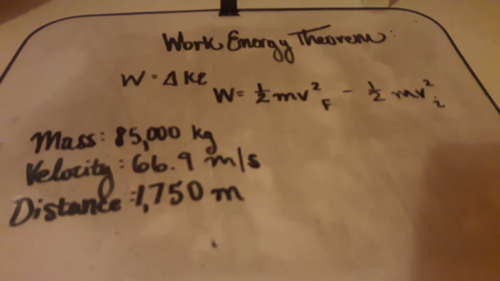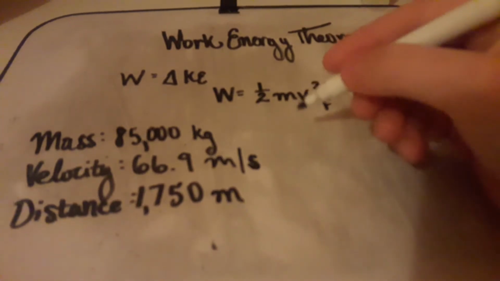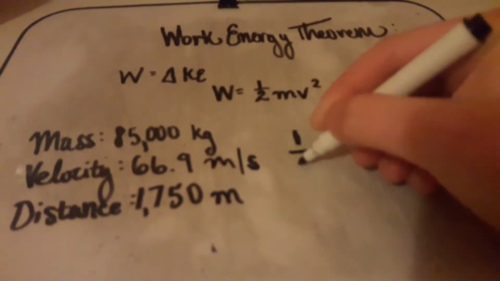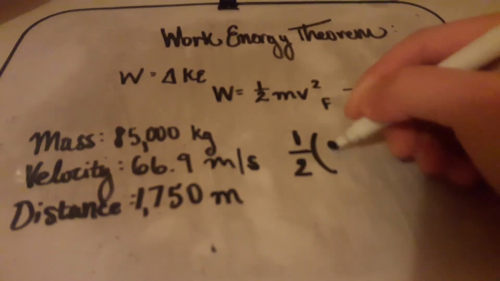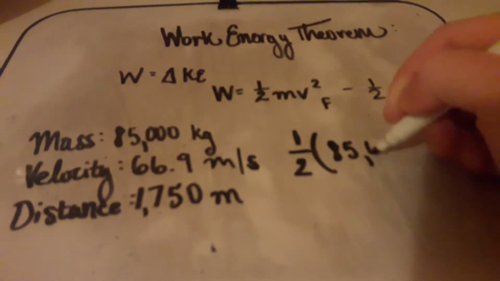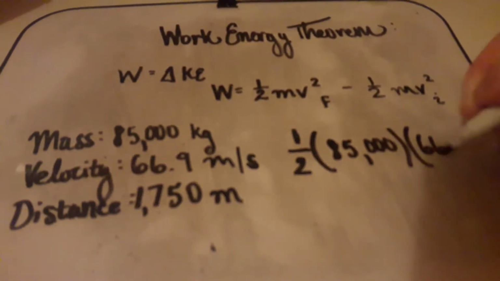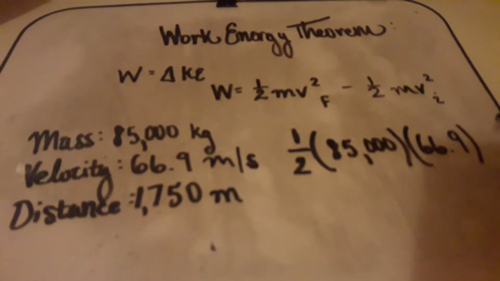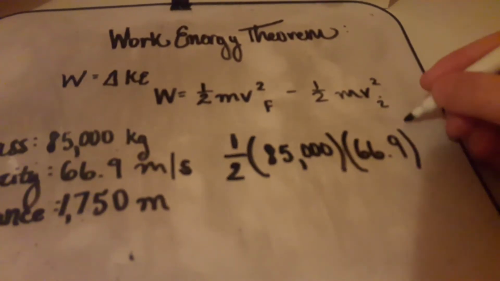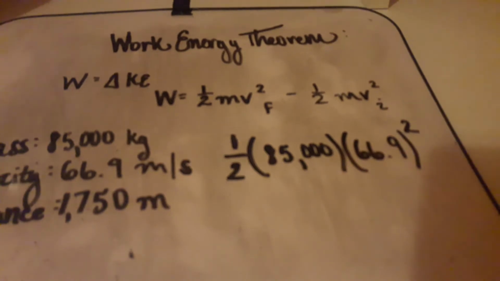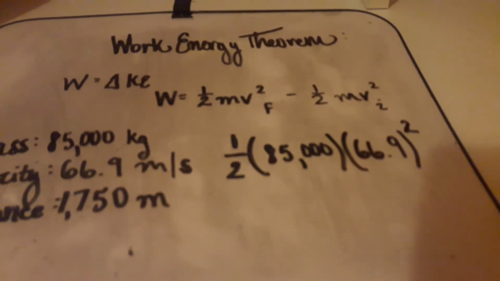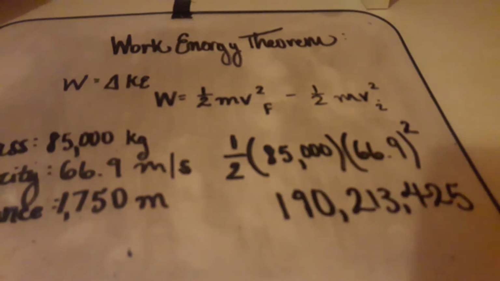Okay, let's begin. Now we'll start by laying out the kinetic energy, which is going to be 1/2 times the mass times the 66.9, correct? And then it's going to be squared right here. Now let us find the answer for that, and it is going to be this number right here. Now that's another big number.